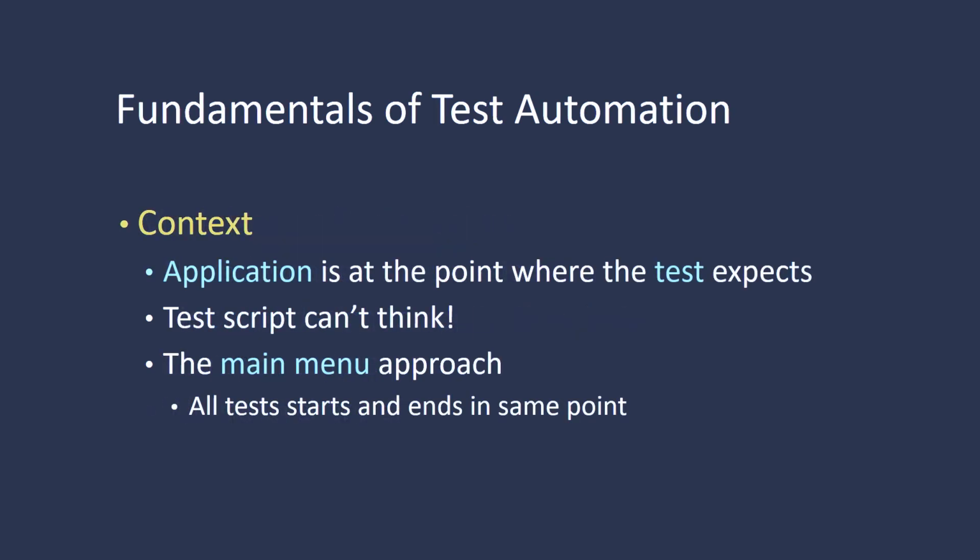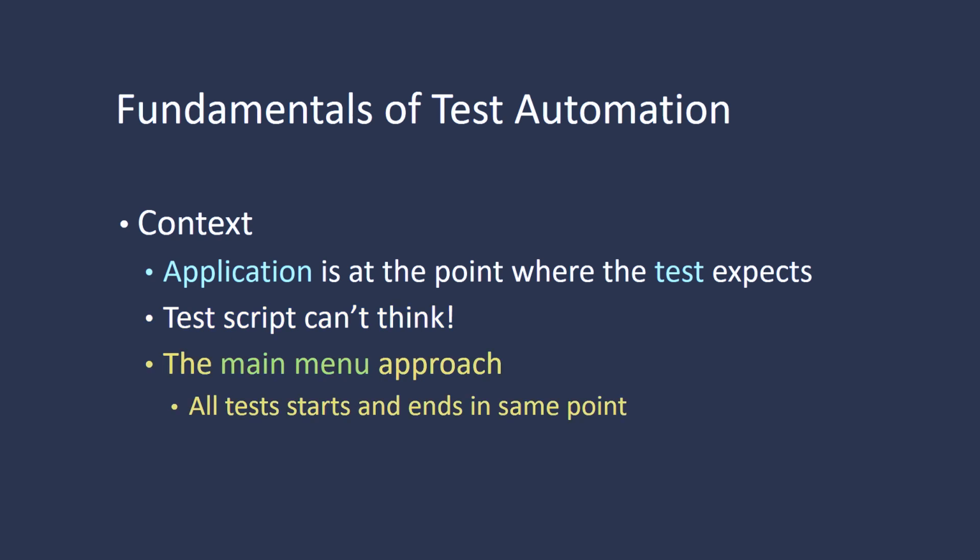Fifth fundamental is the context. What do we mean by context? Context means the state of the application during playback of a test script. When executing an automated script, it expects the system to be in the same state that it was during the creation of the script. Scripts cannot think, right? Yes, of course. A test script does not know anything other than what you have instructed it to do. So, it expects that the system will be in the correct state to begin and execute a test. If it is not, the script will fail.